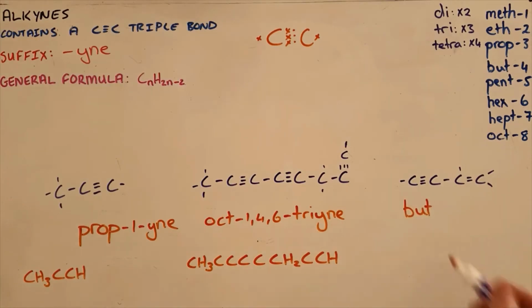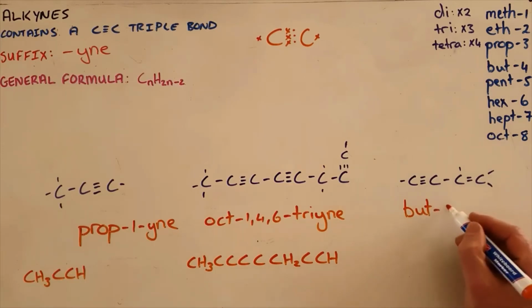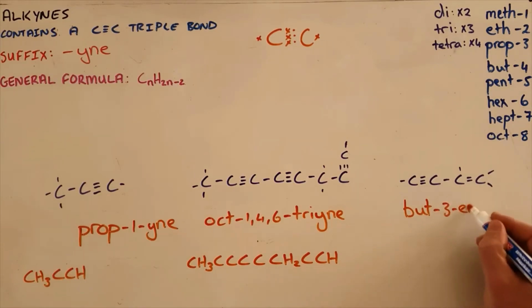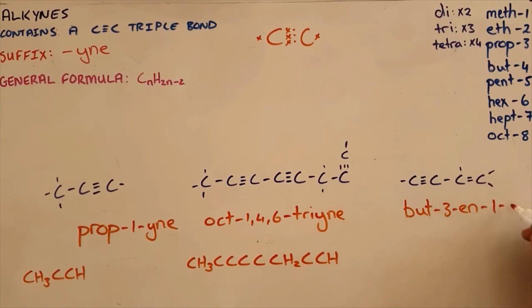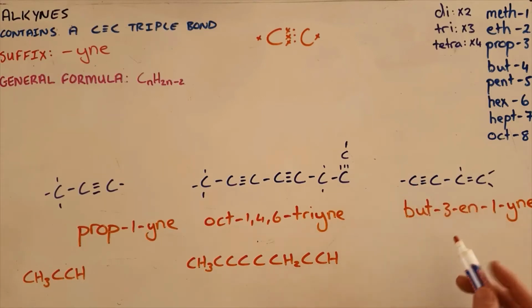And what we do to indicate that there is a double and a triple bond is we say that this is but-3-en-1-yne, where we always number so that the main functional group, in this case the triple bond, has the smallest possible number, which is why we have numbered from the left, and we always show that there is the alkene first and the main functional group comes last.